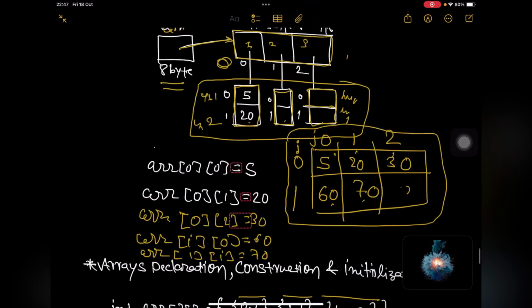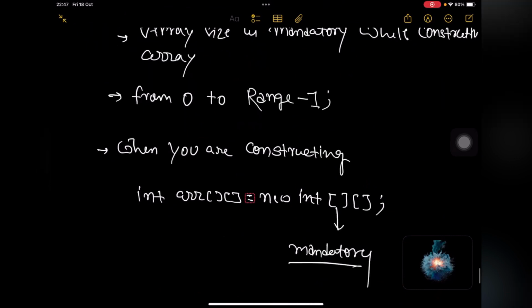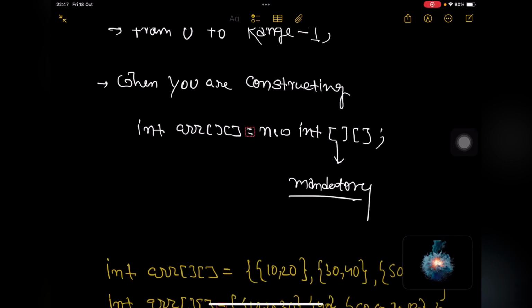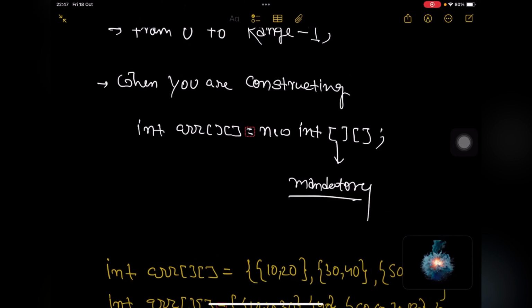In a 2D array, the range starts from 0 to range minus 1. We'll see what exactly it is. So when you start constructing the array, how will we do that? We'll do int ARR, like that you declare, and then you are doing the construction. While doing the construction, this part we call i and this we call j. So this part is mandatory. You cannot leave this part blank.